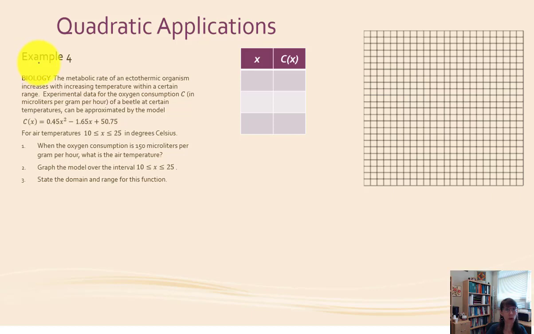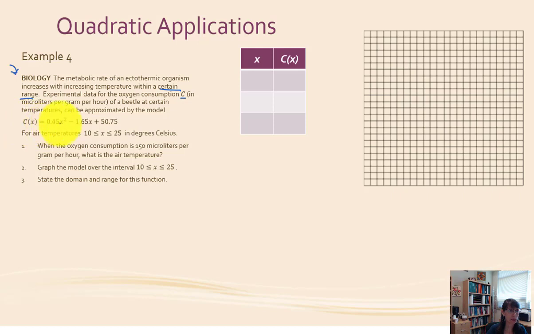Our fourth example of a quadratic application is a biology problem. The metabolic rate of an ectothermic organism increases with increasing temperatures within a certain range. So that's important enough to underline right there, a certain range. Experimental data for the oxygen consumption, C, in microliters per gram per hour of a beetle at certain temperatures can be approximated by this given model.